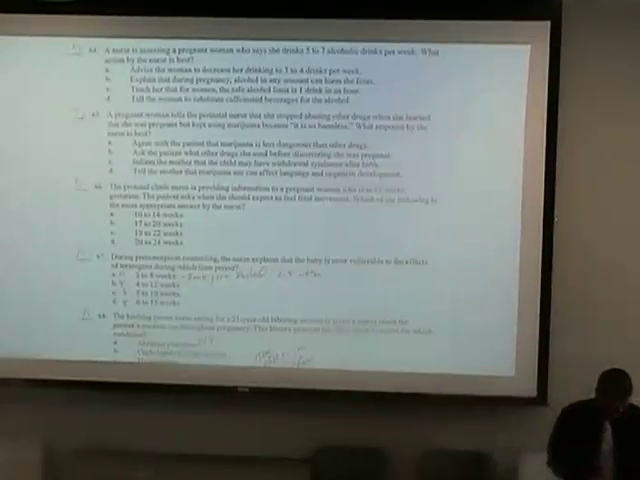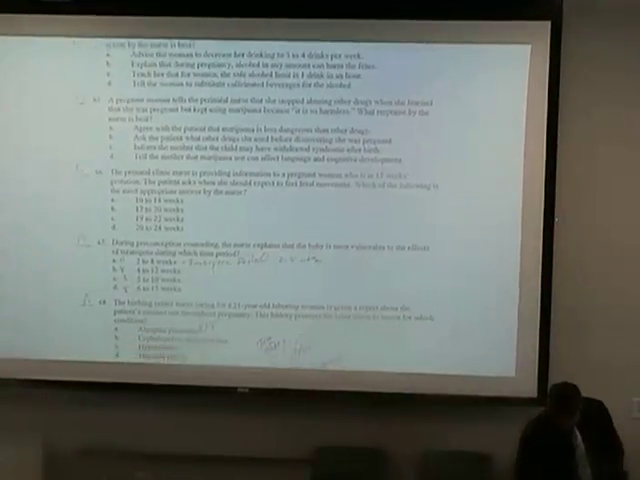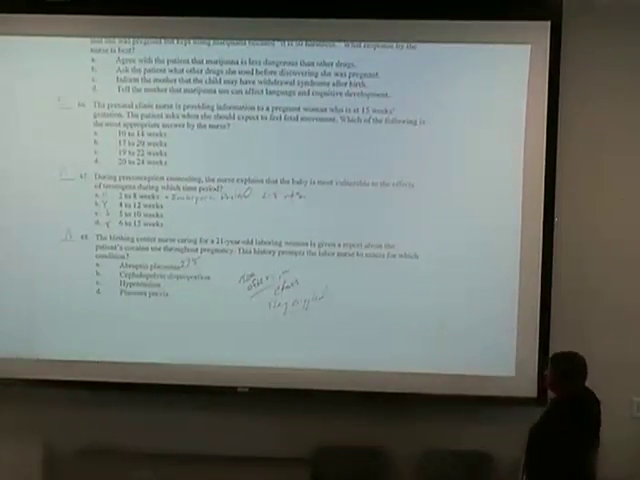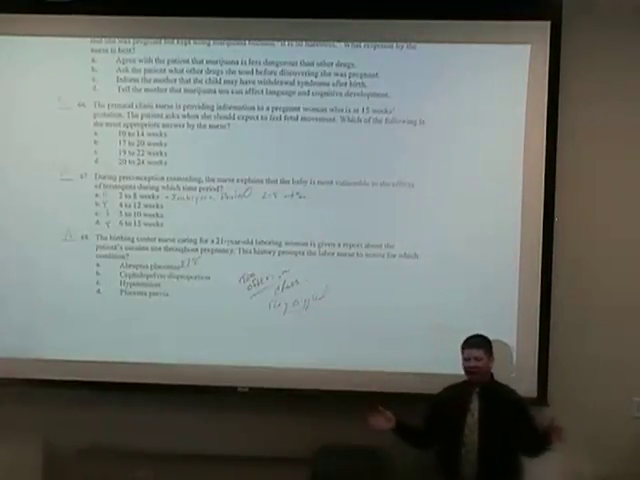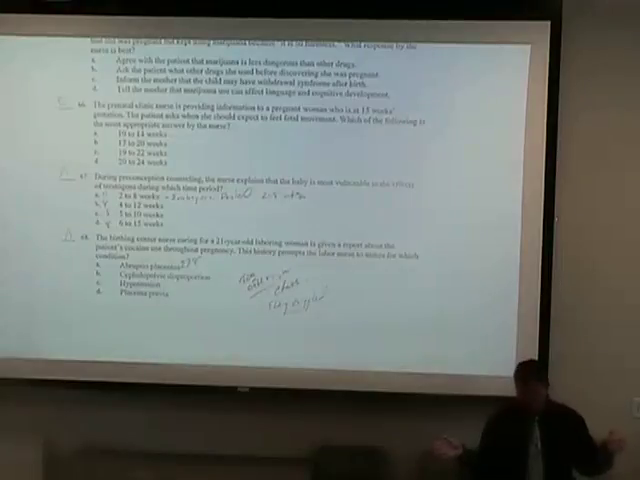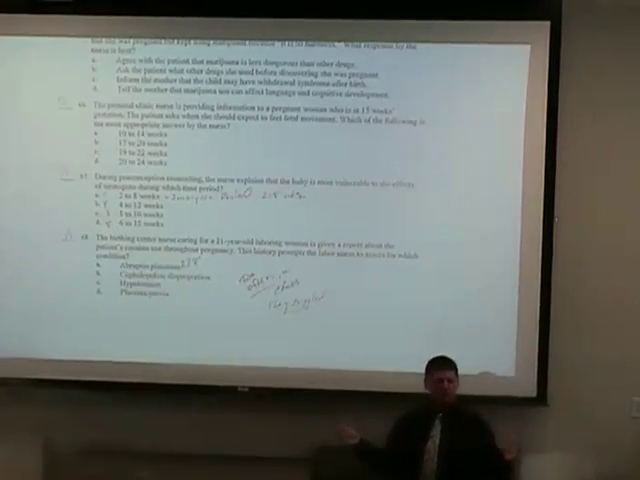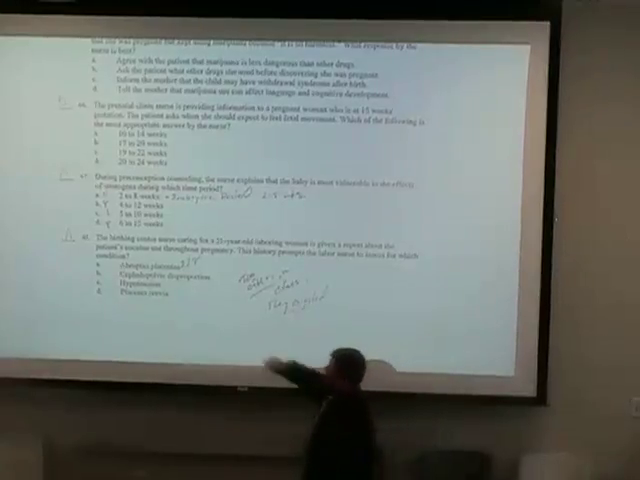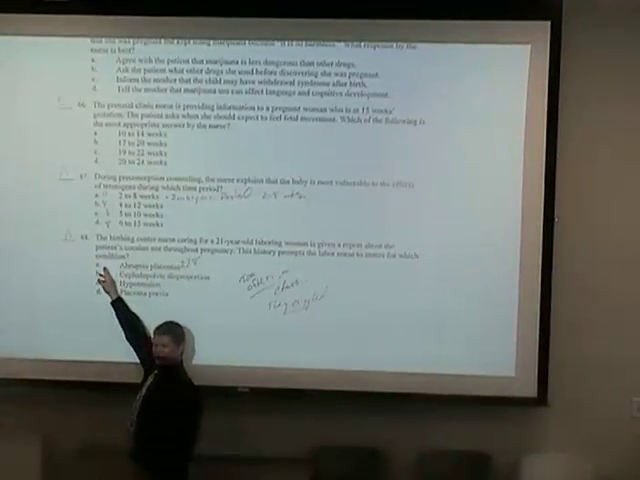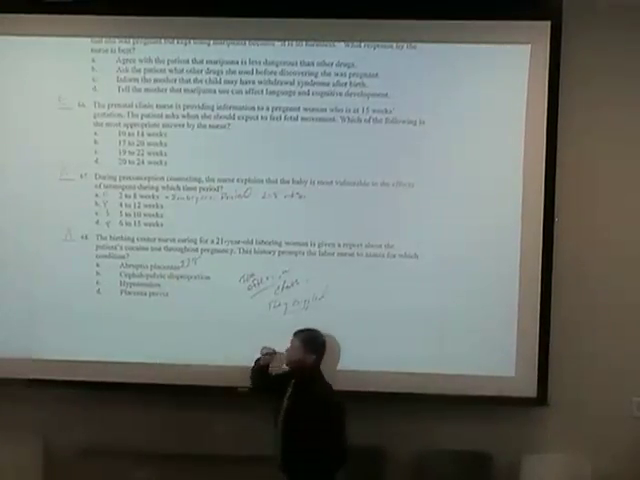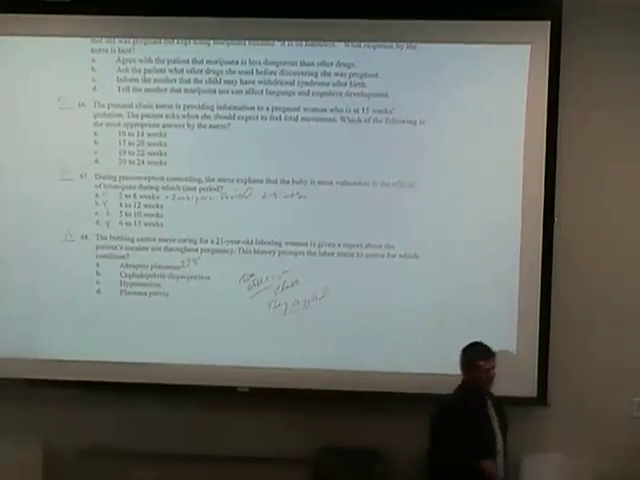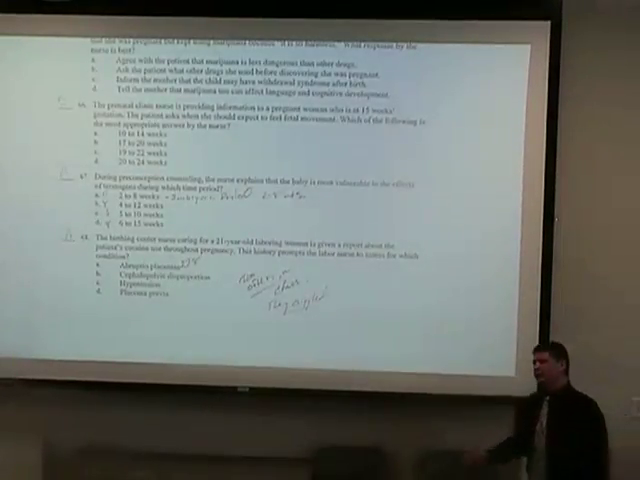Okay, 67 and 68, you guys struggled with that one too? During preconception counseling, the nurse explains the baby is most vulnerable to the effects of teratogens during organogenesis, right? During which period? So when does organogenesis happen? During the embryonic phase. And when is the embryonic phase? 2 to 8 weeks. I agree, 4, 5, and 6 is within 2 to 8, but 10, 12, and 15 is not. So you just had to know that teratogens affect the organs during the embryonic period, and the embryonic period is 2 to 8 weeks.